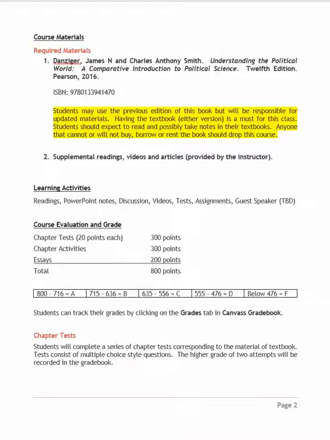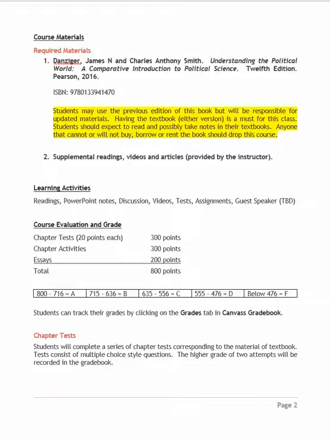At the bottom of page 2, you can see the breakdown of the grade. You will have a series of chapter tests, multiple choice and true-false style questions, each one corresponding with the chapters in the textbook, and then 300 points of chapter activities. Each week, you'll have maybe a 10 or 20 point exercise that corresponds to the material of the week.